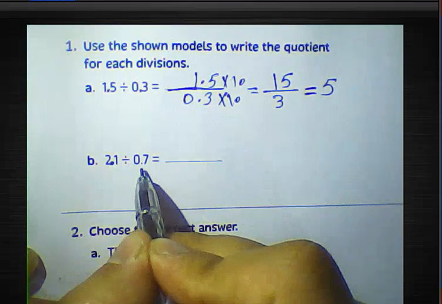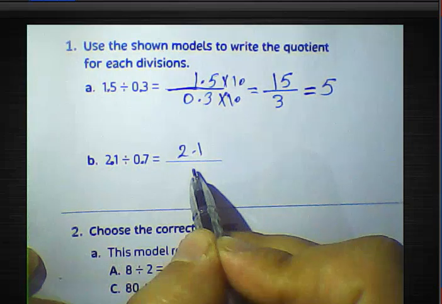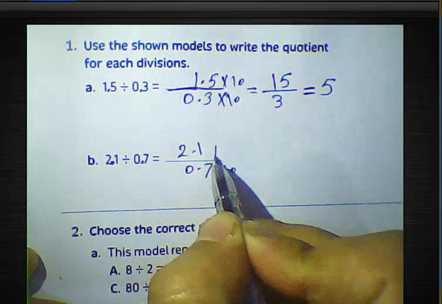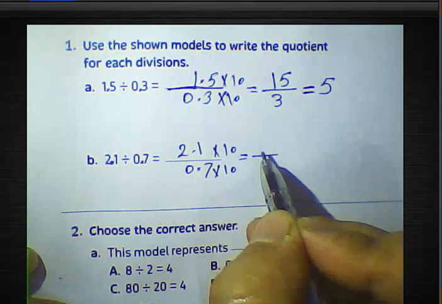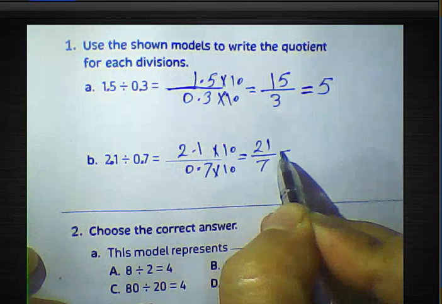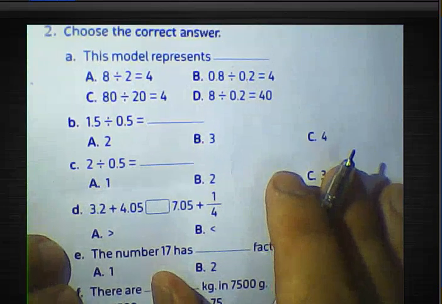And what about 2.1 divided by 0.7? We can write 2.1 over 0.7 multiplied by 10, numerator and denominator, because the point is after one digit. Then the result will be 21 over 7. The result will be 3. Question number 2, choose the correct answer.